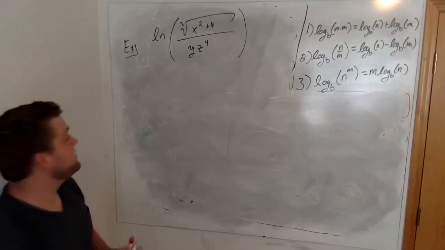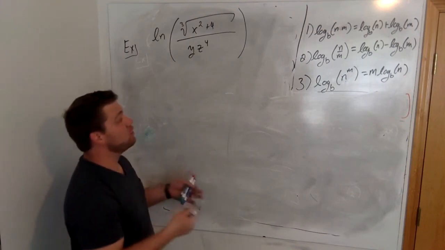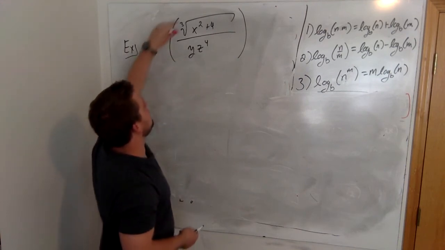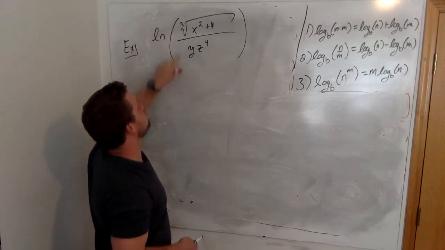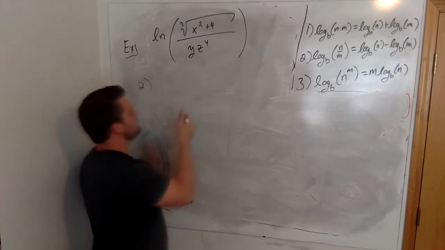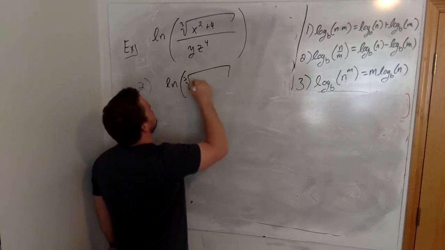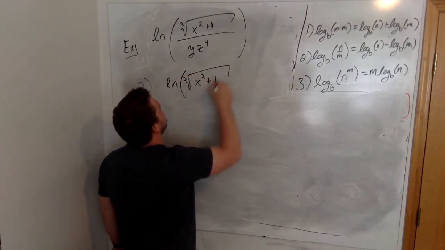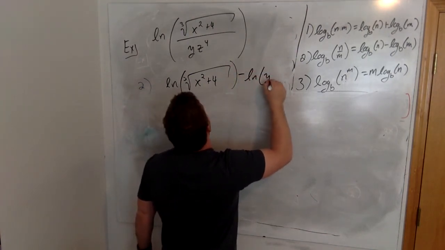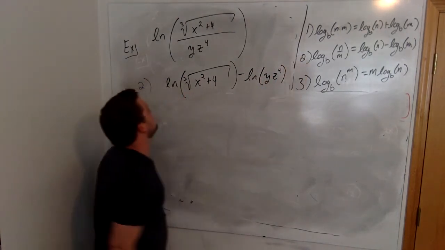Okay, let's do it together. The first thing we need to notice is we have to use log rule 2 here. I'm dividing two quantities, so I want to have the natural log of the numerator minus the natural log of the denominator. So using rule 2 here, we'll get the natural log of the cubed root of x squared plus 4, and now we're going to be subtracting the natural log of y times z to the 4th.